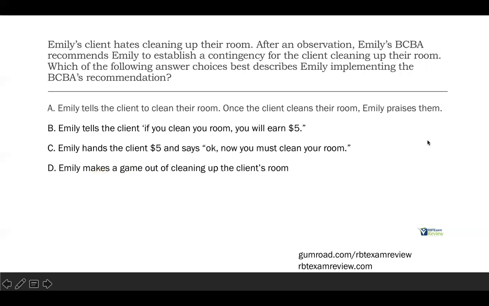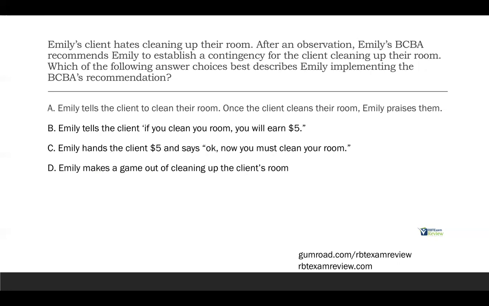Emily's client hates cleaning up their room. After an observation, Emily's BCBA recommends Emily establish a contingency for the client cleaning up their room. Which of the following answer choices best describes Emily implementing the BCBA's recommendation? All right, so as an RBT, you'll be putting contingencies in place constantly, right?